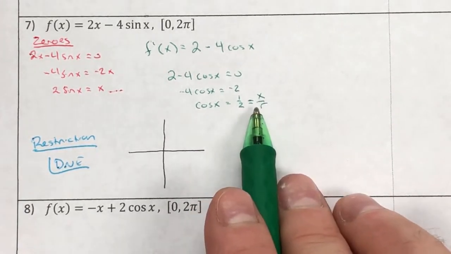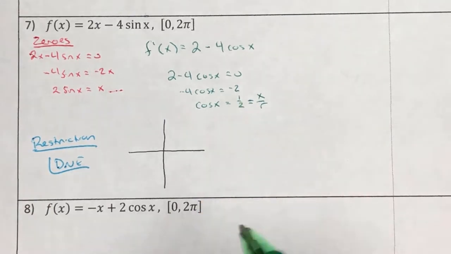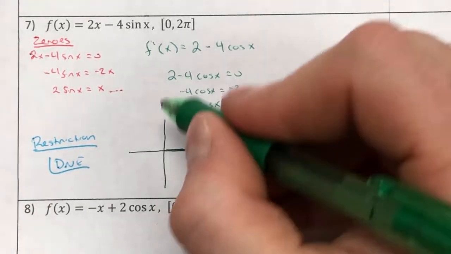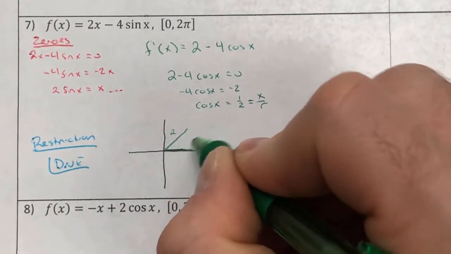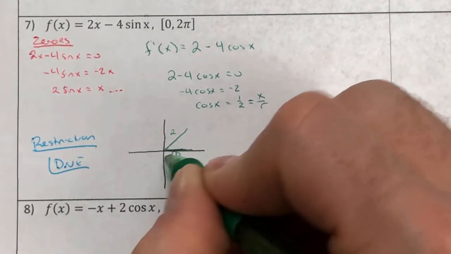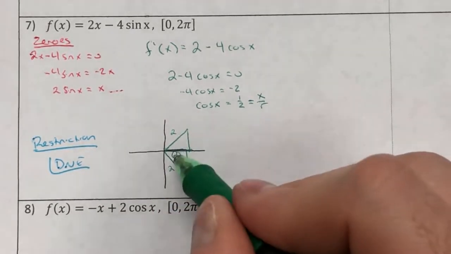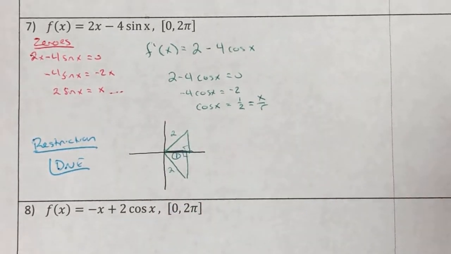Well, I know radius always has to be positive, and if this is positive, that means I'm going to be over here in this area, where I have a radius of 2 and an x value of 1. And so that can happen either above the axis or below the axis.